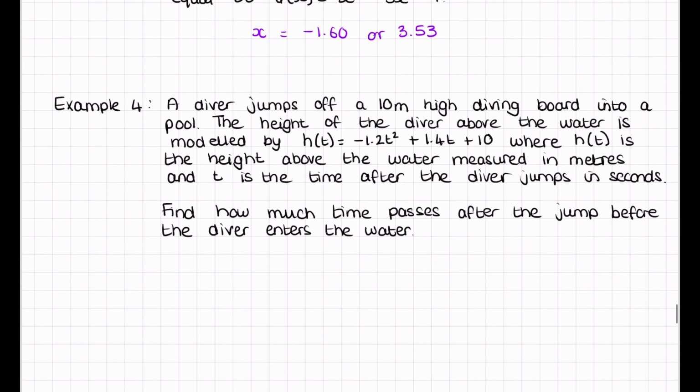Example 4, a diver jumps off a 10-meter high diving board into a pool. The height of the diver above the water is modelled by h(t) equals negative 1.2t squared plus 1.4t plus 10, where h(t) is the height above the water measured in meters and t is the time after the diver jumps in seconds. Find how much time passes after the jump before the diver enters the water.